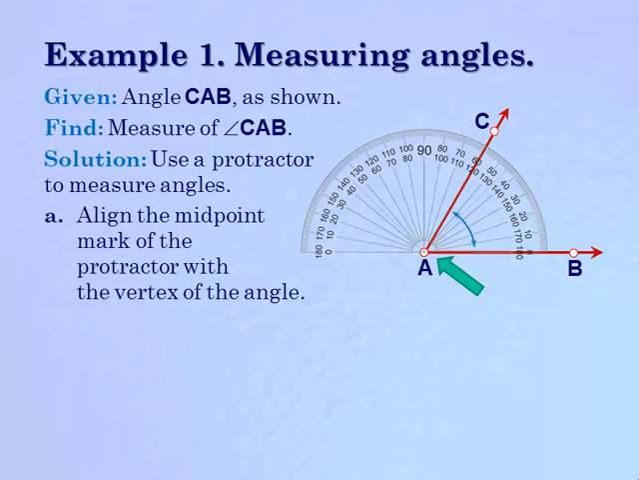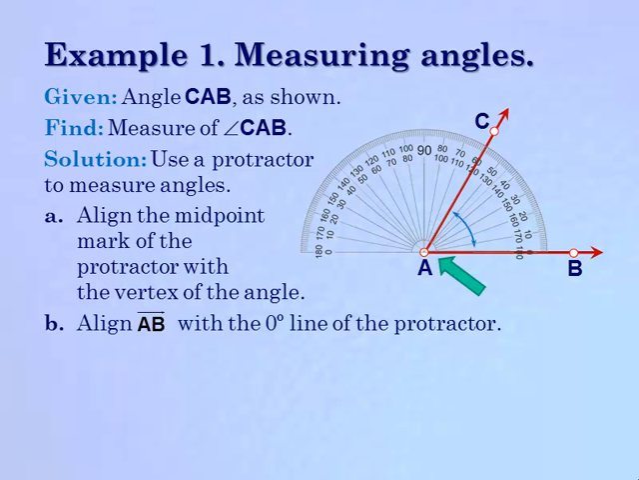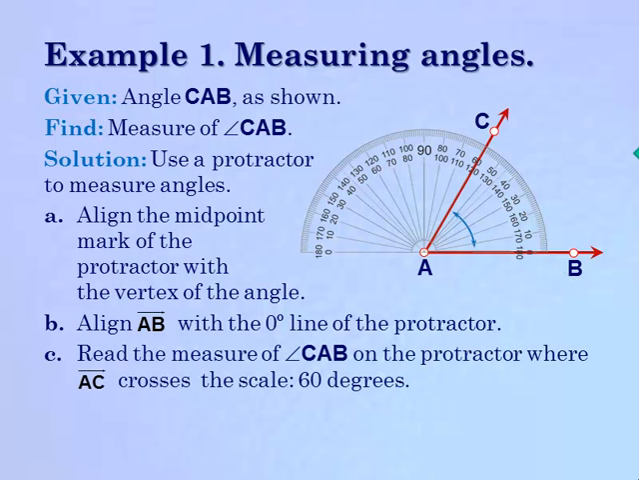You'll align the midpoint mark of the protractor with the vertex of the angle, the endpoint where the two rays join together. You align AB with the 0-degree line of the protractor, so be real careful to get both the point on the 0 and the end point on the center of the protractor lined up perfectly. And then you'll be able to read the measure of the angle up here on the protractor.